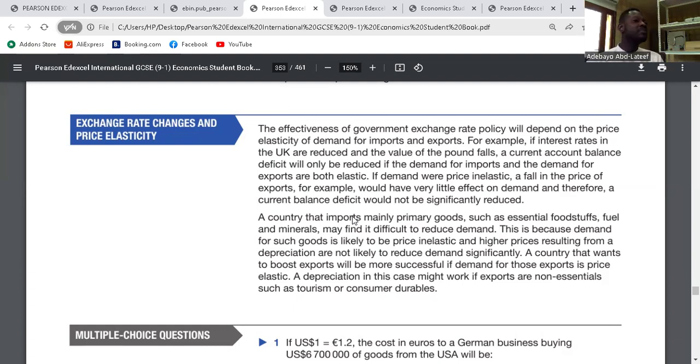The second paragraph: A country that imports mainly primary goods, such as essential foodstuffs, fuel, and minerals, may find it difficult to reduce demand. This is because demand for such goods is likely to be price inelastic, and higher prices resulting from a depreciation are not likely to reduce demand significantly. A country that wants to boost exports will be more successful if demand for those exports is price elastic. A depreciation in this case might work if exports are non-essential, such as tourism and consumer durables.